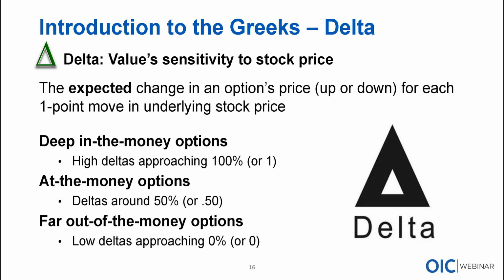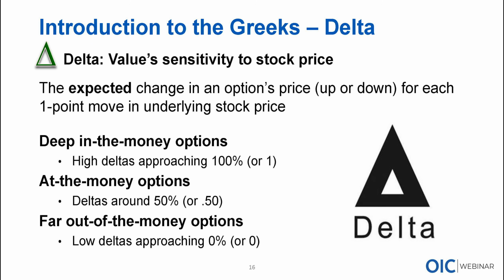Let's look at delta a little more closely. Again, it's the change in the option price, and really here's the key word, it's the expected change in the option price for every 1 point move in the underlying stock. If the stock goes up $1, we expect the option to increase or decrease by a certain percentage. Deltas are represented anywhere between 0 and 1, or 0 and 100, or as a fraction. So a deep in the money option is going to have a delta approaching 100. At the money options have deltas around 50, and far out of the money options, those deltas will approach 0.